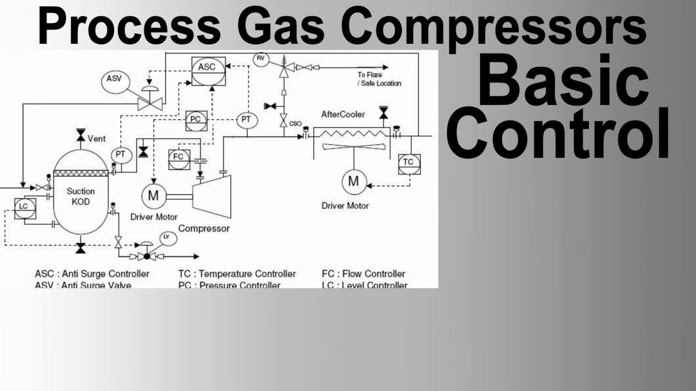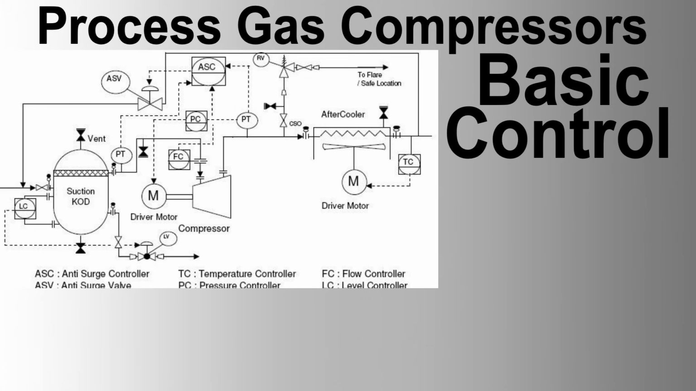Redundancy and safety. Redundant instrumentation and control systems are often employed to enhance reliability and safety. Safety systems, such as emergency shutdown systems, ESD, are integrated to shut down the compressor in case of critical failures or unsafe conditions. Detailed loop schematics.